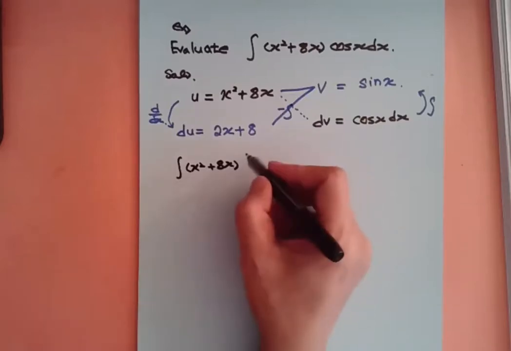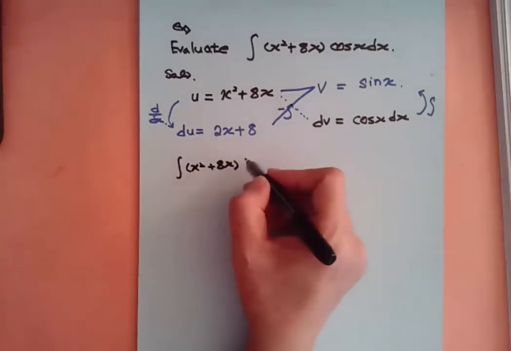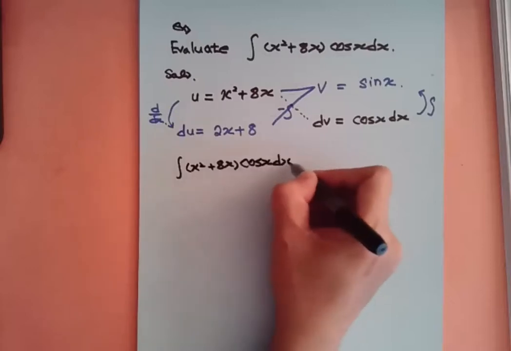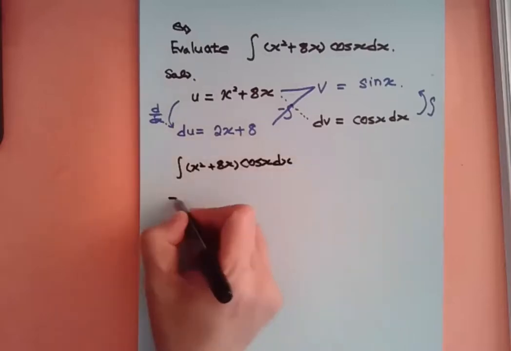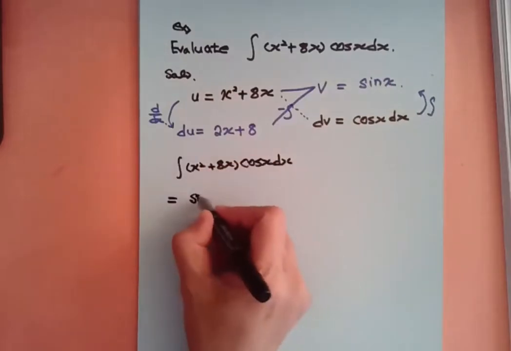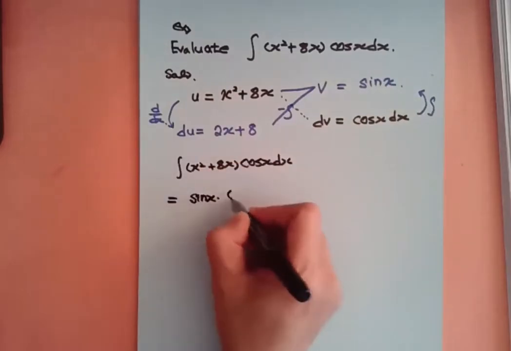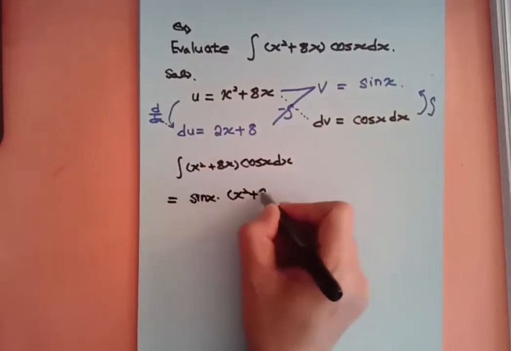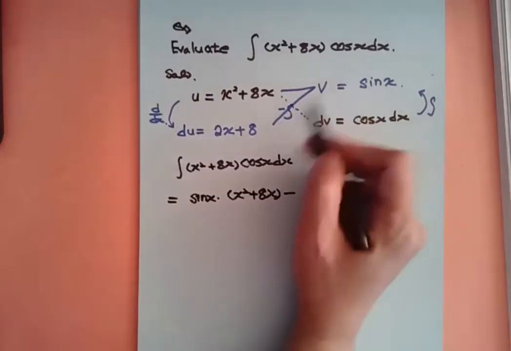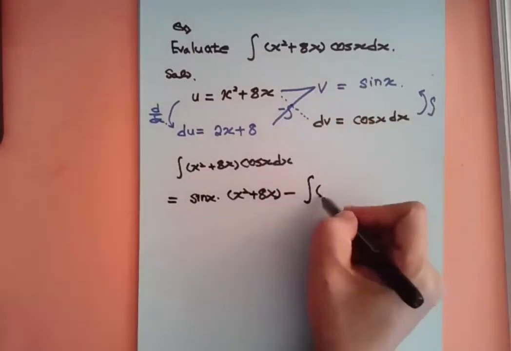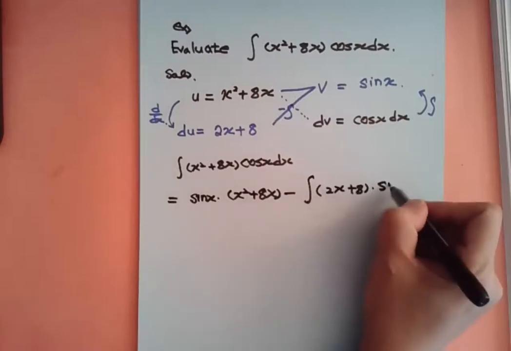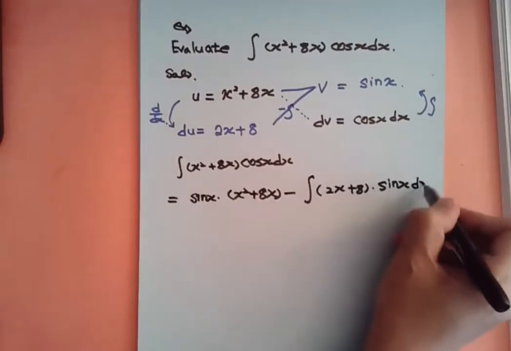Let's rewrite the given integration according to the formula. Then integration x squared plus 8x cosine x dx becomes the multiplication of these two, so sine of x times x squared plus 8x minus integration, this one times this one, which is 2x plus 8 times sine of x dx.